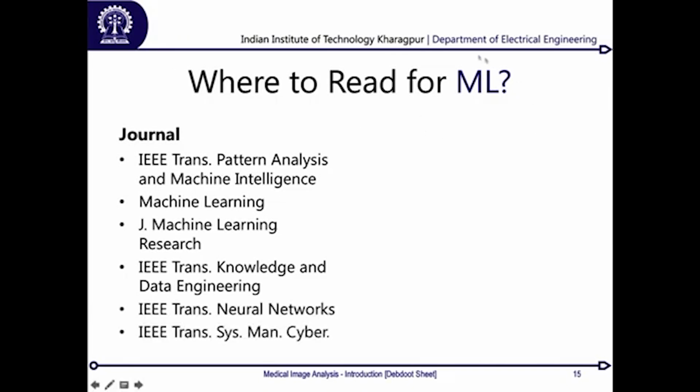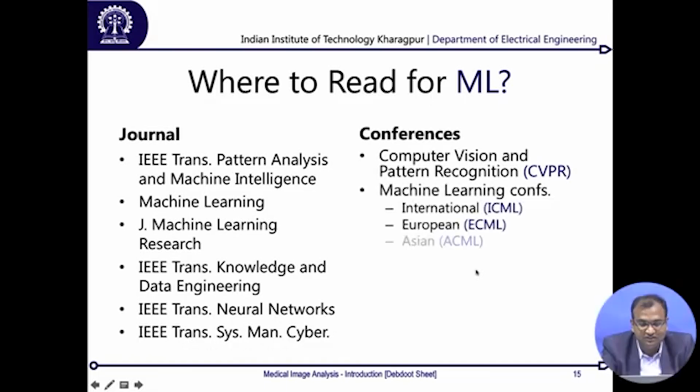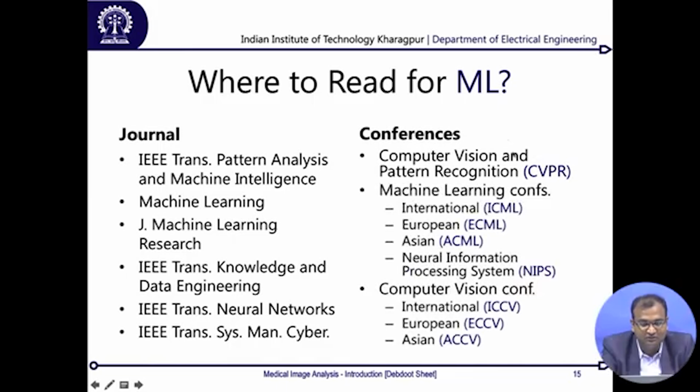From there you would need to understand machine learning, because that's very significant as far as the state of the art in medical image analysis today is concerned. For journals you can read Pattern Analysis and Machine Intelligence, Machine Learning Research, TKDE, Transactions on Neural Systems, and TSMC. As far as conferences are concerned, definitely go through the major top-of-the-line conferences, which include CVPR at least, and on machine learning definitely NIPS, ICML, ECML, and for general computer vision ICCV, ECCV, and ACCV. So have a look through these, which are definitely a big treasure trove.